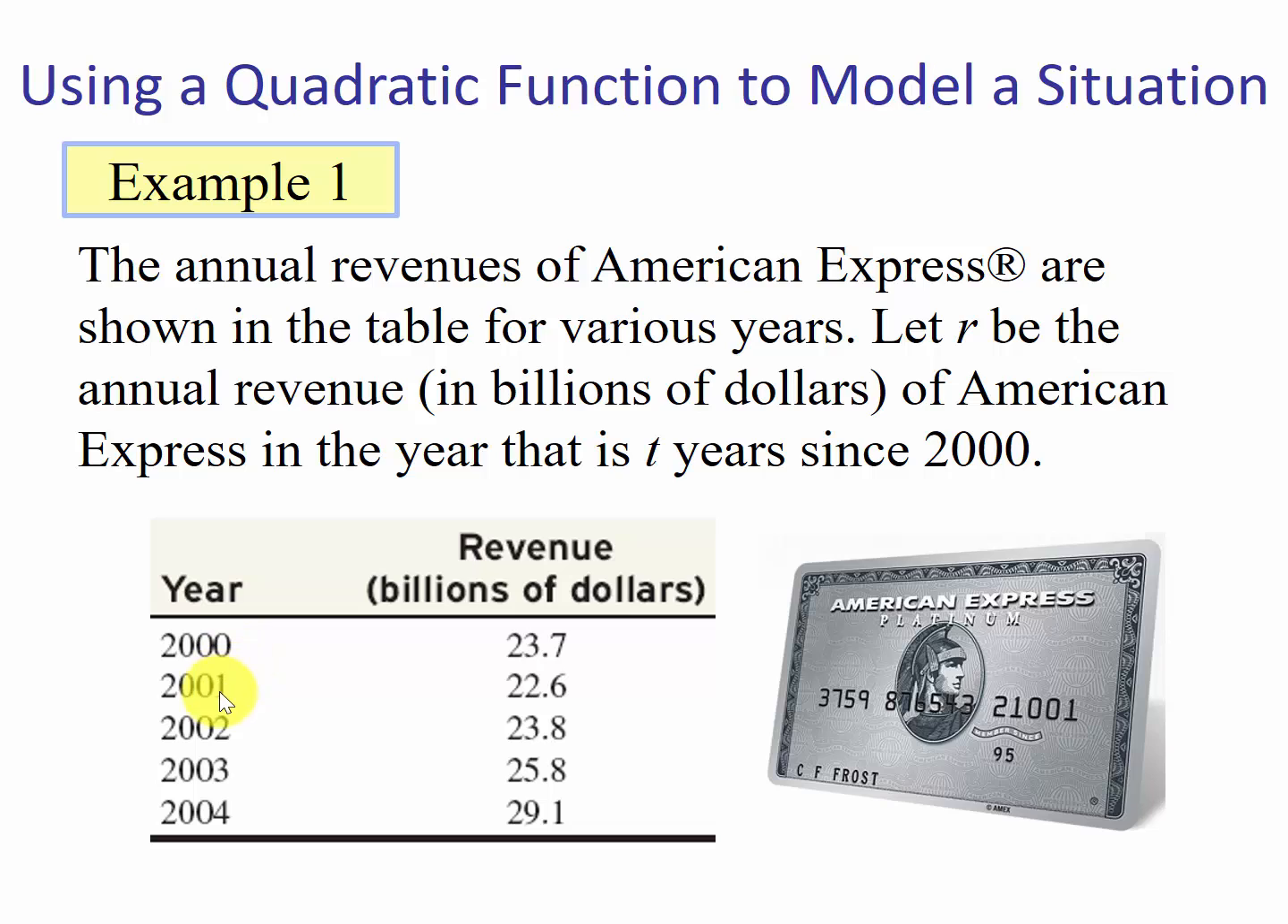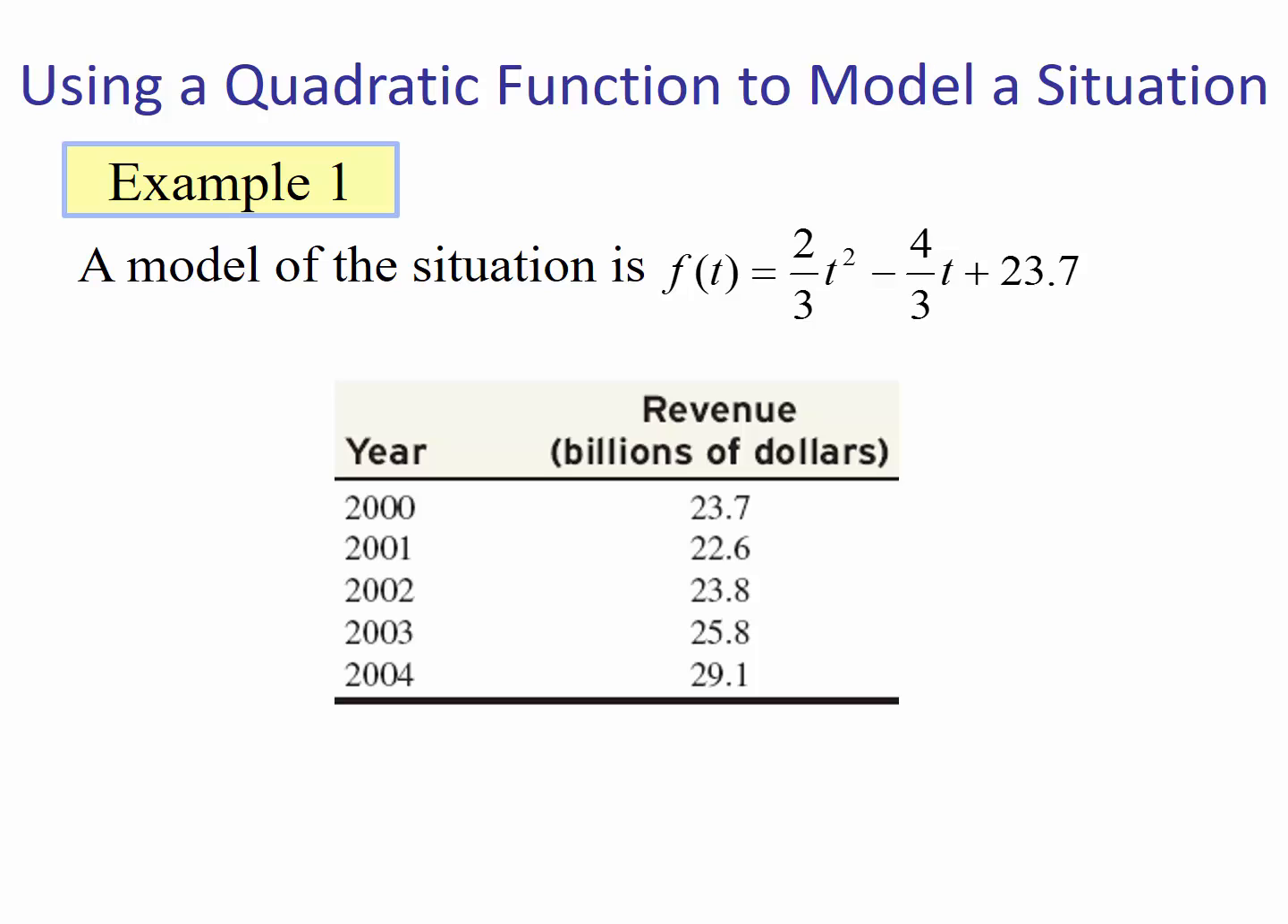T is going to be 0, 1, 2, 3, and 4. And here we have the corresponding revenues for those given years. A model of the situation is f of t equals 2/3 t squared minus 4/3 t plus 23.7. We can see that this is a quadratic. It's got a squared term. The degree is 2.